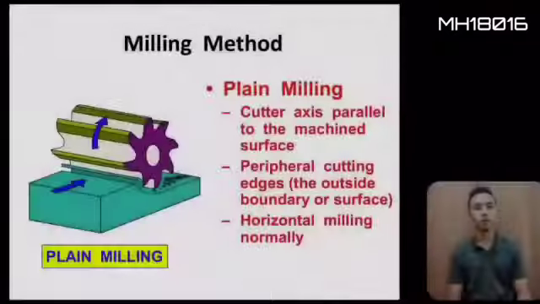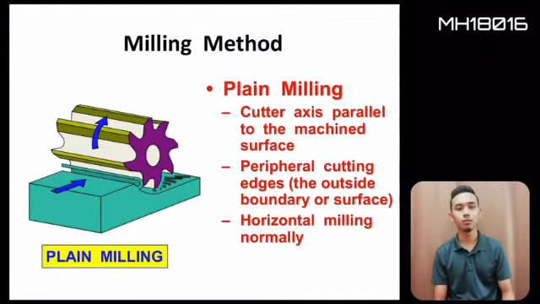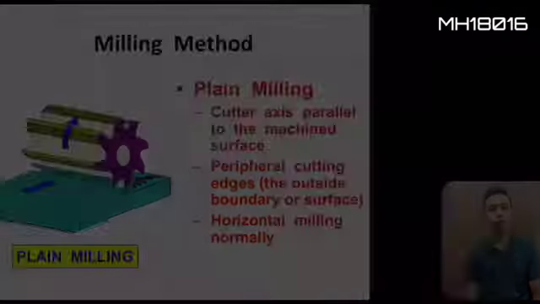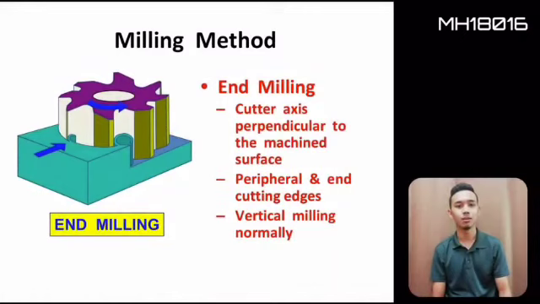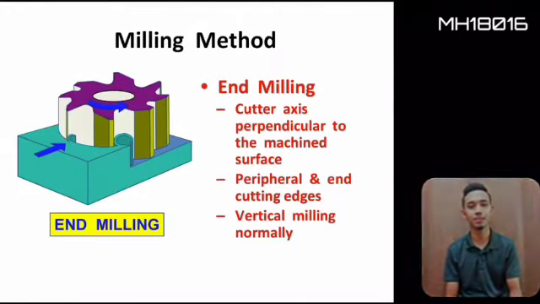There are two methods of milling. Firstly, plain milling, and second, end milling. For plain milling, or usually we call horizontal milling, the cutting tool is laid down horizontally, in which the cutter axis is parallel to the surface of the workpiece. For end milling, or usually we call vertical milling, the cutter is in a vertical position, which means the cutter axis is perpendicular to the machine surface.